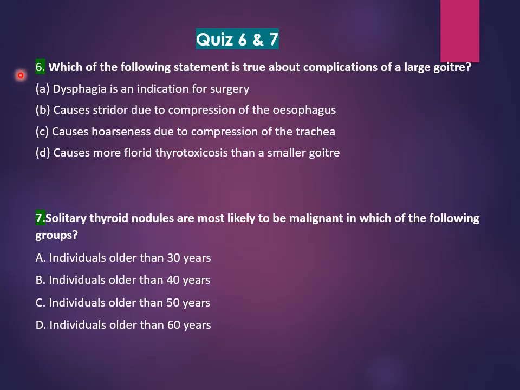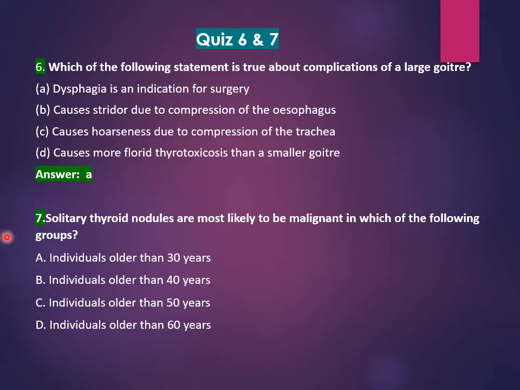Okay, now we come to some MCQs. Question number 6. Which of the following statements is true about complications of a large goiter? A. Dysphagia is an indication for surgery. B. Causes stridor due to compression of the esophagus. C. Causes hoarseness due to compression of the trachea. And D. Causes more florid thyrotoxicosis than a small goiter. The answer to this question is A. Dysphagia is an indication for surgery.